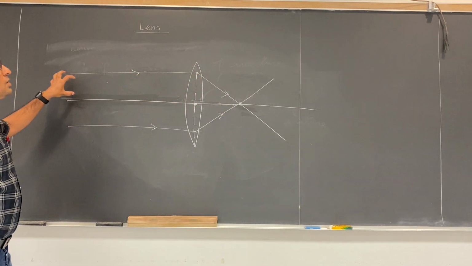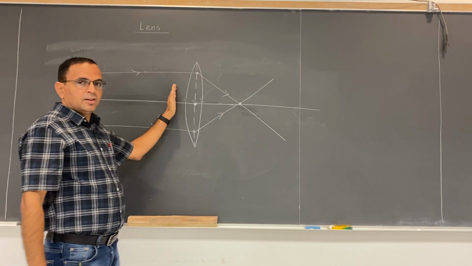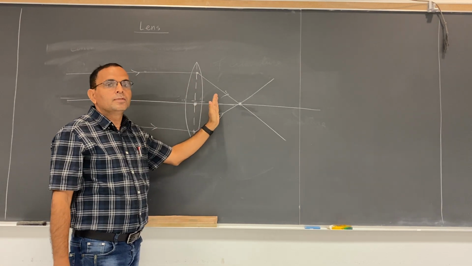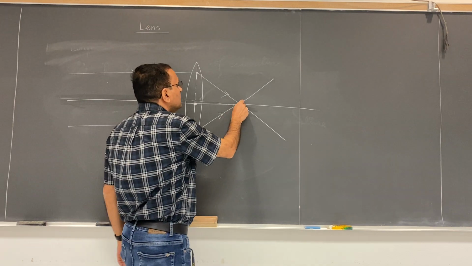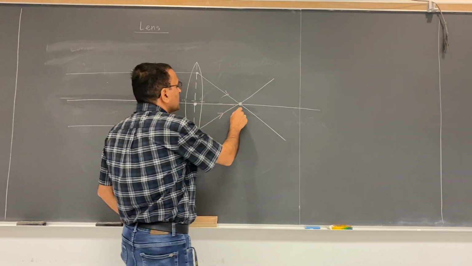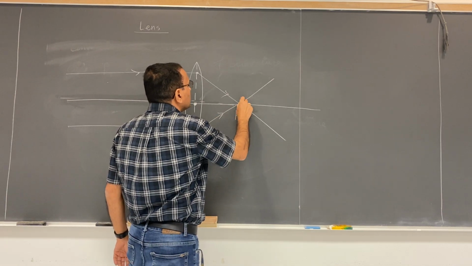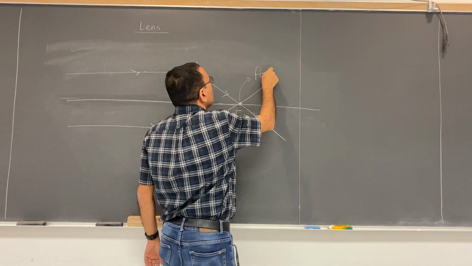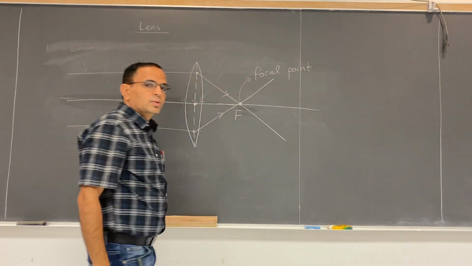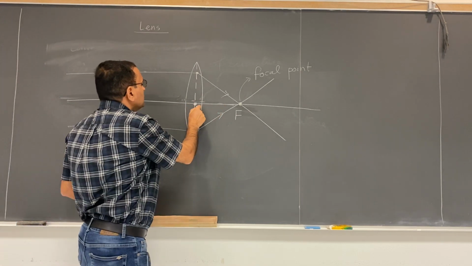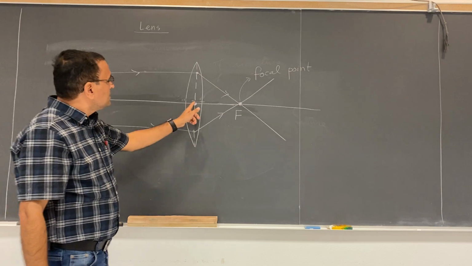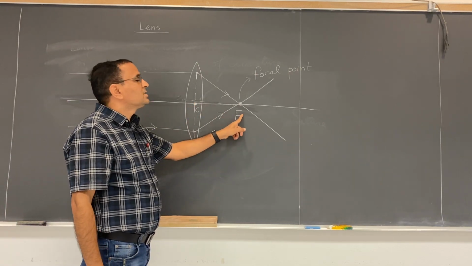Look, both rays, the incoming or incident rays, after passing through the convex lens, meet at this point. And this point is called the focal point right here. Let me call this C and this F. C is the center of the lens, F is the focal point.